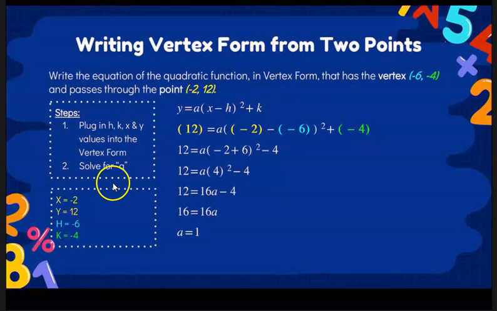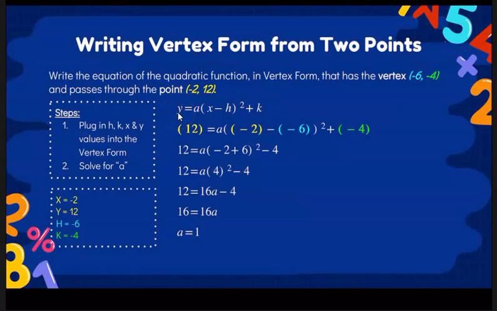So if we're looking here, notice they tell us that we have the vertex negative 6, negative 4, and our graph passes through the point negative 2, 12. What that tells us, oh, whoops, I just realized the answer is already put out. I'll explain it. So generally we have 2 steps. Plug in h, k, x, and y. Notice for vertex form, we have y equals a, x minus h, squared, plus k.